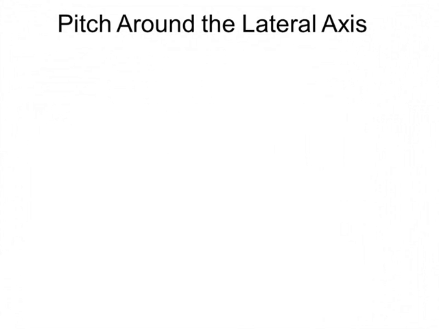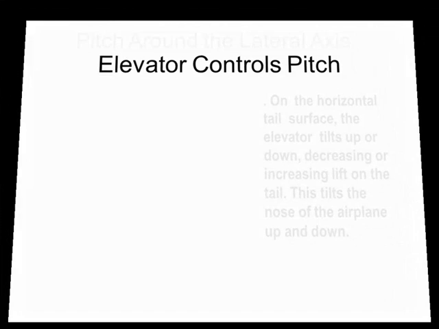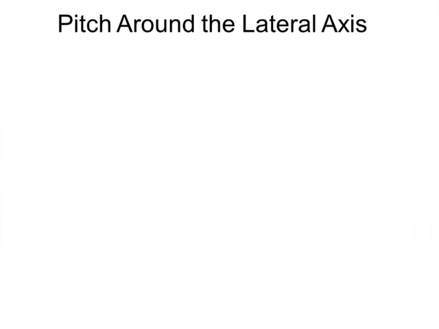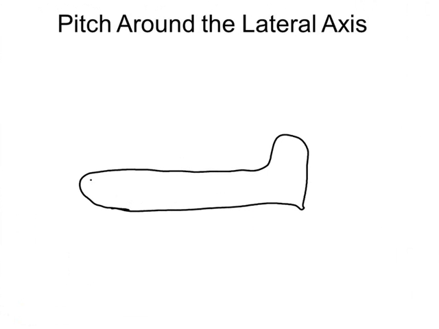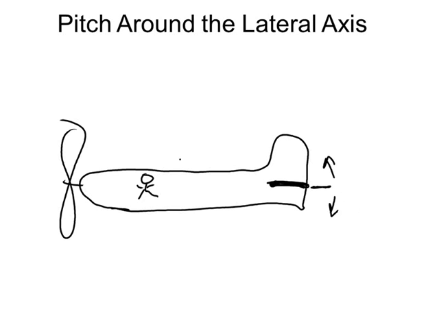So the first thing we're going to talk about today is pitch around the lateral axis. So if here's an airplane, there's our pilot, and we have the horizontal stabilizer back here, but then connected to it we also have the elevator. So if this elevator goes up or down, that's going to make the nose go up or down. And if we had a wing out here, there's a wing, and we'll put the center of gravity right here.